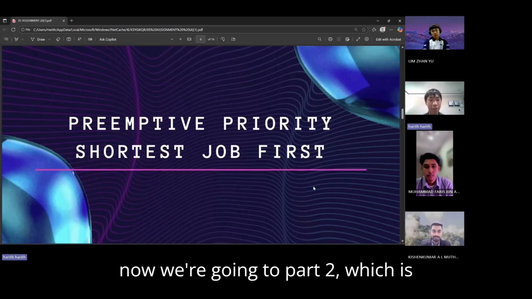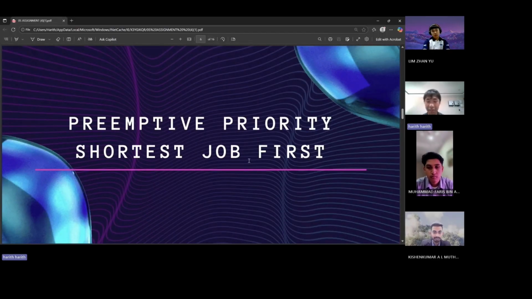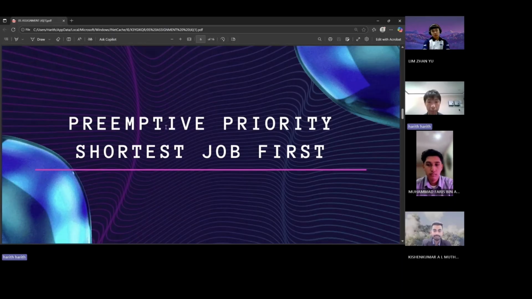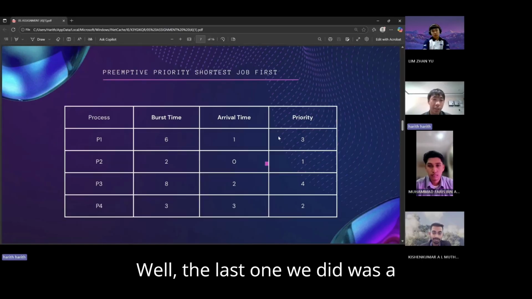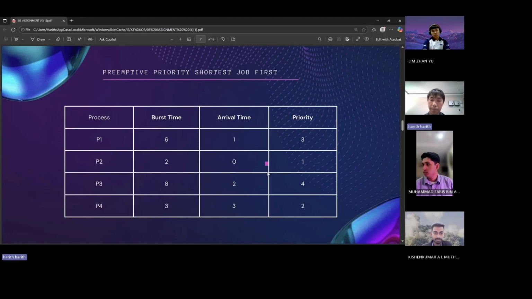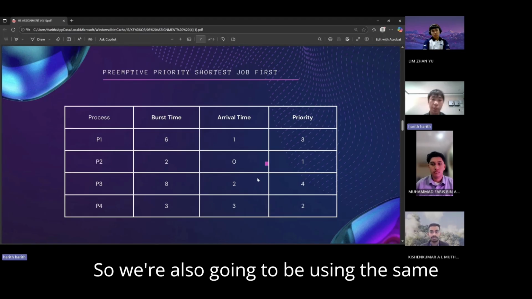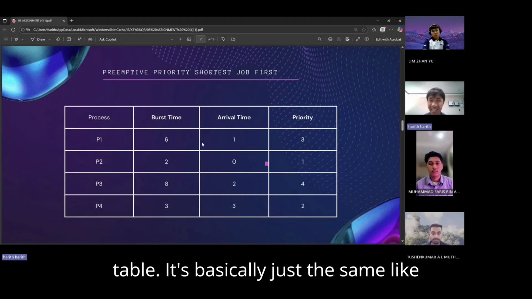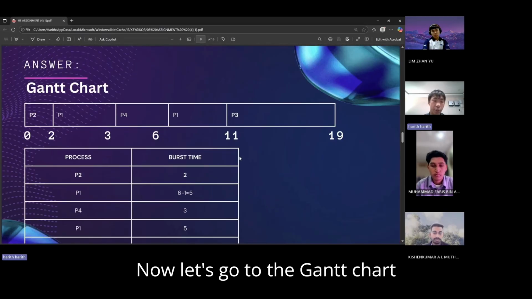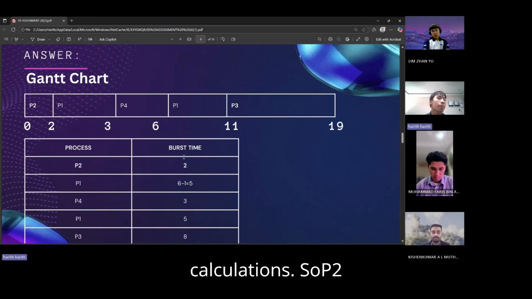All right. So now we're going to part 2, which is preemptive shortest job first. The last one we did was non-preemptive, and this part is now preemptive. So we're also going to be using the same table. It's basically just the same as earlier, but this one's preemptive. Now let's go to the Gantt chart calculations.